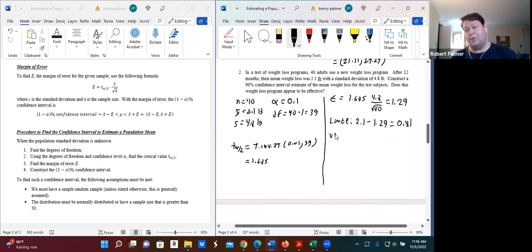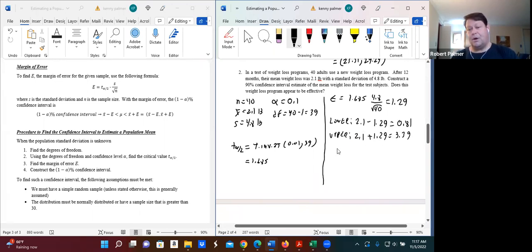And then the upper bound can be found by taking our mean, 2.1, and adding our margin of error. So 2.1 plus 1.29 is 3.39.